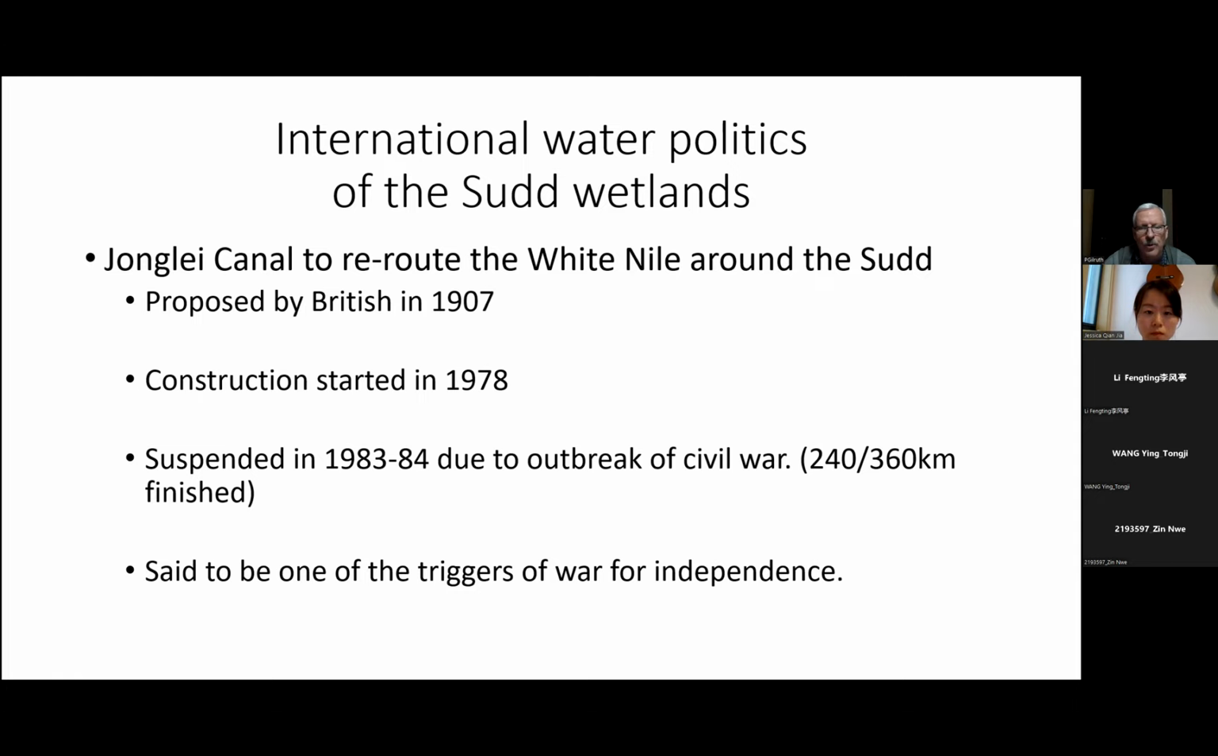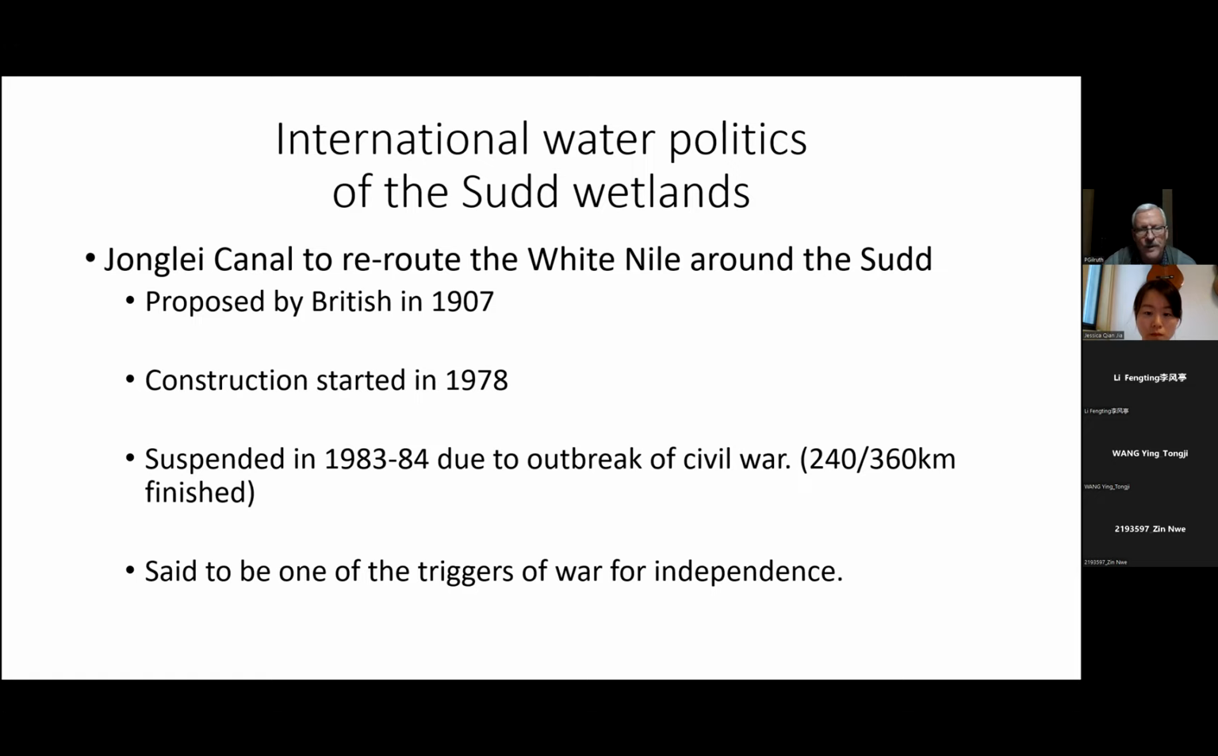And in fact, it is said to be one of the triggers for the war for independence, because at that time, Sudan was one country. There was no South Sudan. It was all Sudan. And the people in the south objected to the fact that water was being taken from them without any consultation. So back in 1983, during the rebellion at that time, they actually kidnapped the operators of the canal digging excavation device, and that was possibly one of the triggers to the civil war.